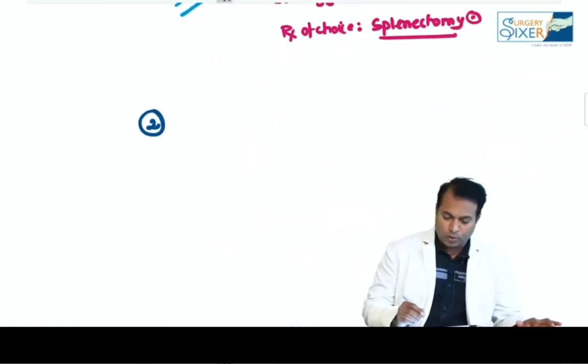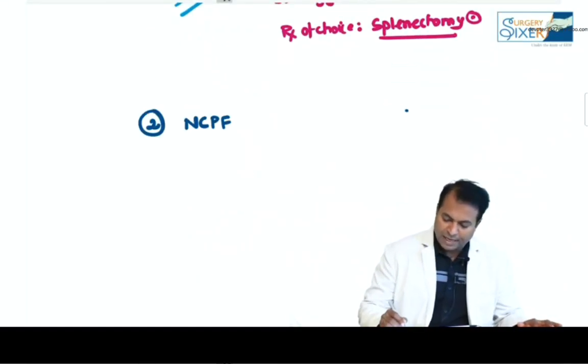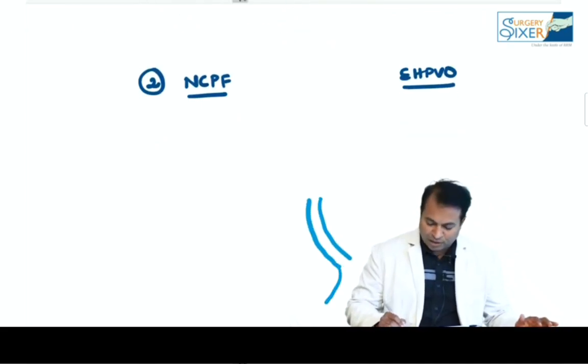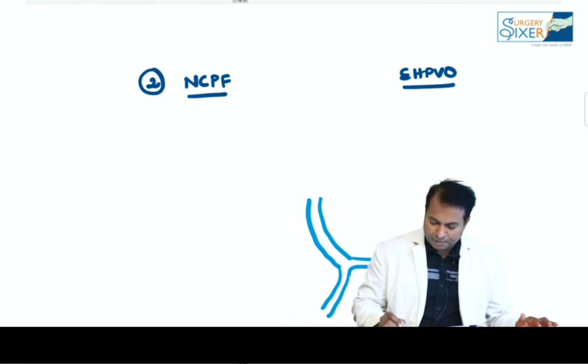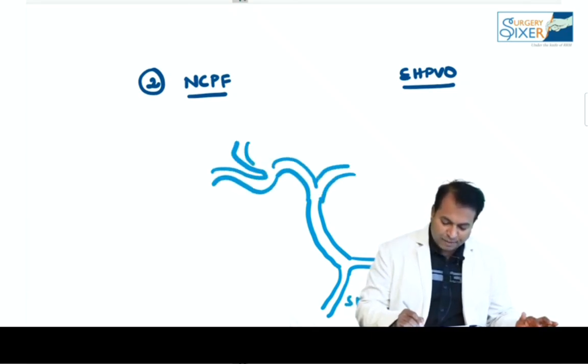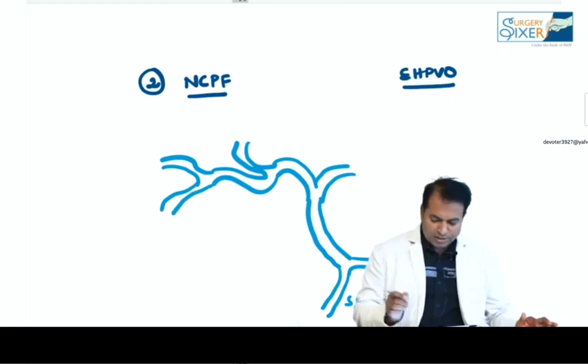So two important conditions now I am going to discuss. They are NCPF and EHPVO: non-cirrhotic portal fibrosis and extrahepatic portal vein obstruction. Please understand this. This is the main portal vein. This is the superior mesenteric vein. This is the splenic vein, and this is the right and left first order branch, this is the second order branch, and this is the third order branch. So this is how the portal vein divides in the liver.